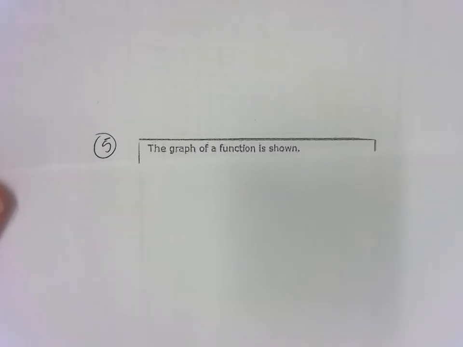Okay, then the next question is where you have to identify something on a graph. I give you a graph. It says the graph of the function is shown, so you have to identify something on the graph. I think you should be able to do that pretty easily. And then number 6, it says again the graph of the function is shown. It's a multiple choice question, and you have to state the domain or range of the function. Remember, domain is x values and range is y values, so that should be pretty straightforward.